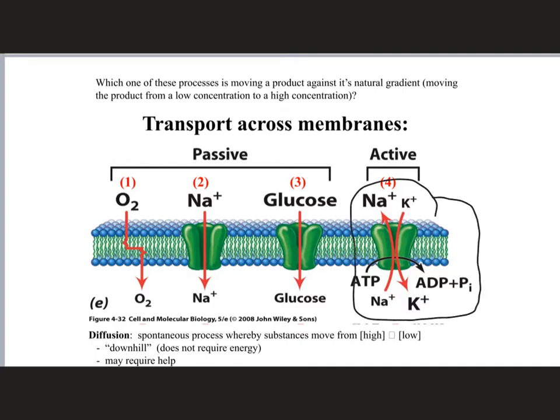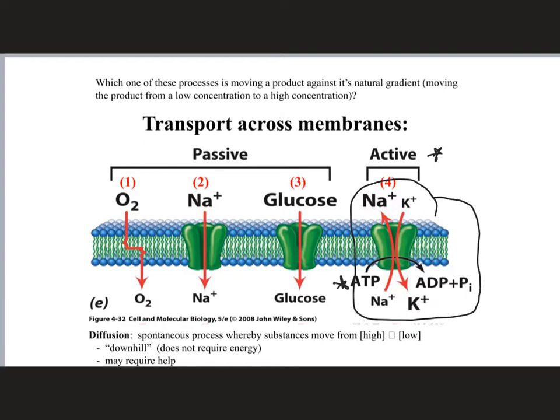Well, one, it says active. Active transport, by definition, is moving something actively from low to high. So it takes energy, it takes effort to do that. And that energy is shown right here. So this is the one that's using ATP in energy. And so the reason it would be using energy is because it's moving something from low to high.